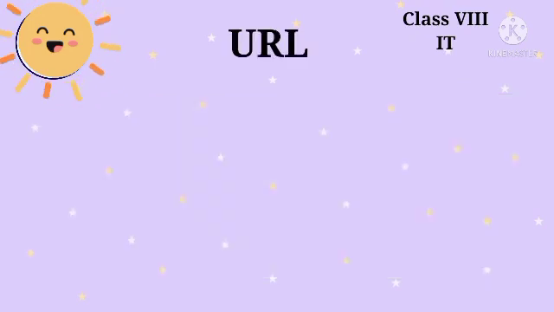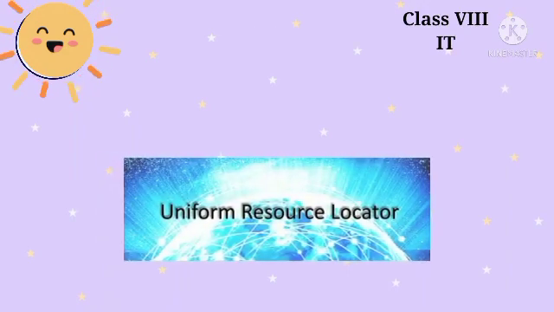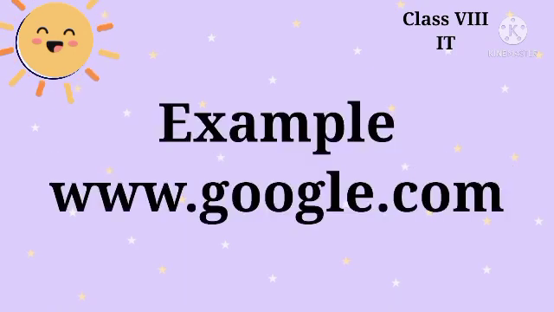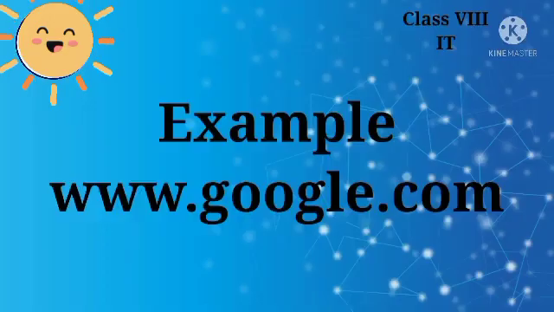The next word is URL. What do you mean by URL? URL means Uniform Resource Locator. URL means an address of a specific web page or file on the internet. Example, www.google.com. It's an example of a URL.